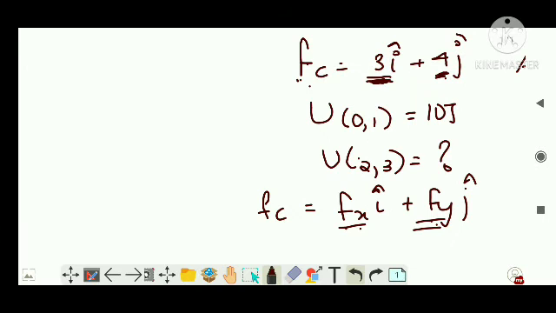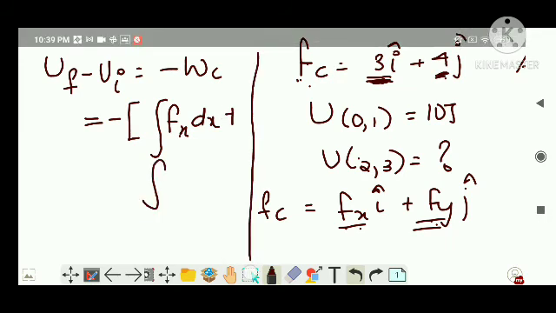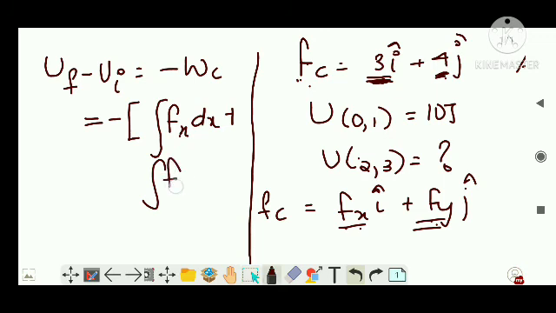Just like the previous case, change in potential energy is equal to minus work done by the conservative force. In place of Wc, this force is a variable force, so I will write it as integral F dot dx. F dot dx, I just told you, is actually Fx into dx, that is force in x direction, plus integral Fy dy. I have not put the limit, we'll go to that.